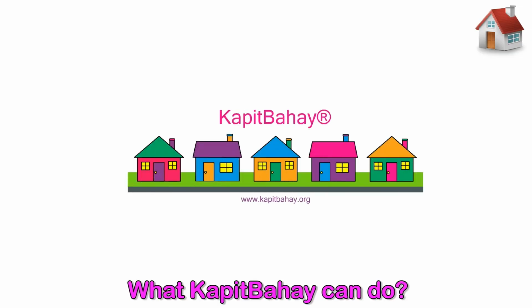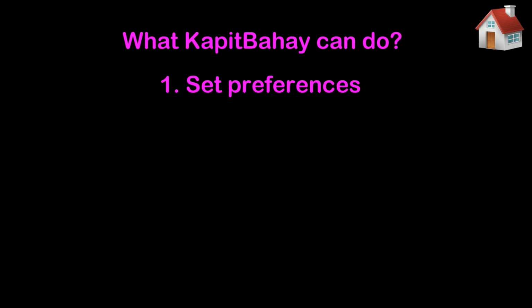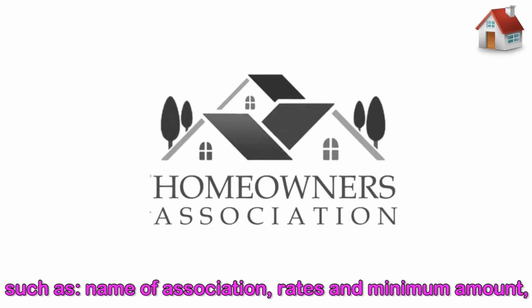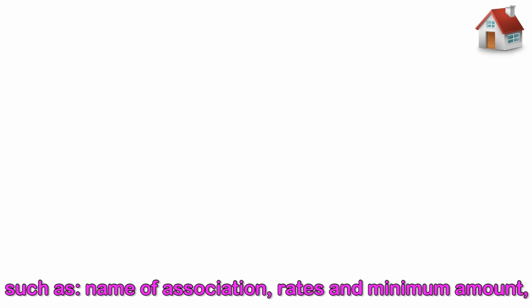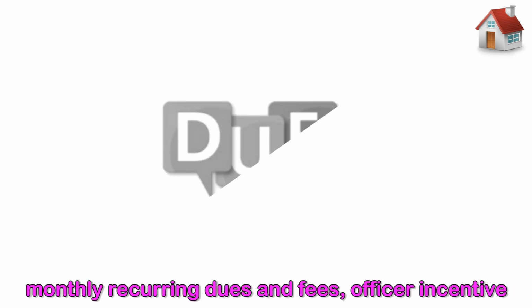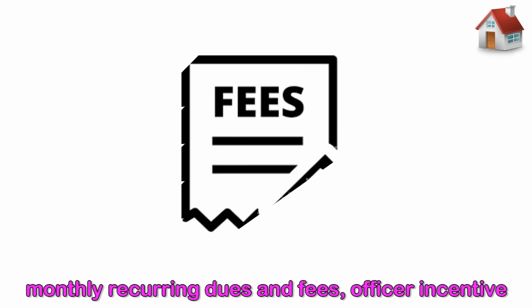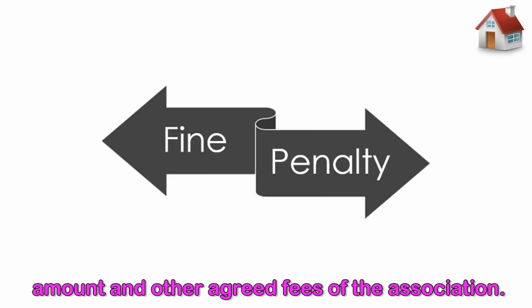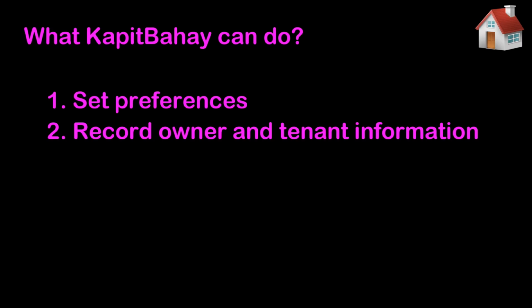What can KapitBahay do? 1. It allows users to set the preferences data, such as name of association, rates and minimum amount, monthly recurring dues and fees, officers' incentive amount, and other agreed fees of the association.